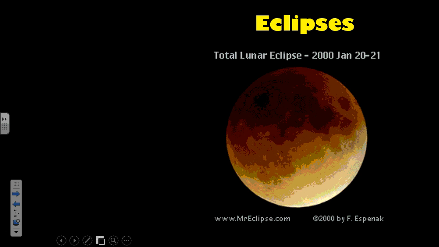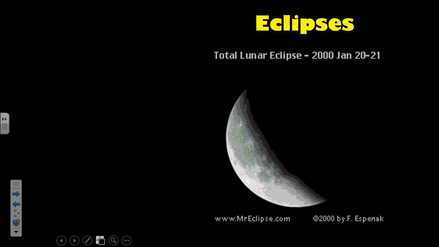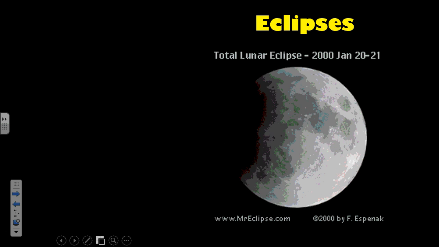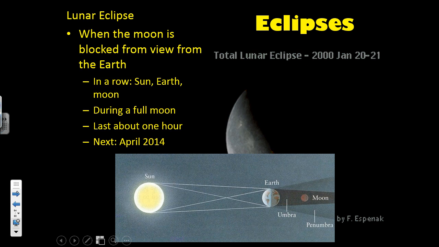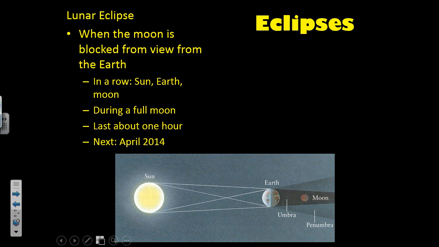Eclipses, there's two types. We're going to take a look right here. This animation is showing you a lunar eclipse. What is a lunar eclipse? A lunar eclipse, in the name, means that the moon is being blocked out. And what's blocking it out? You can see in this what exactly is blocking it out.